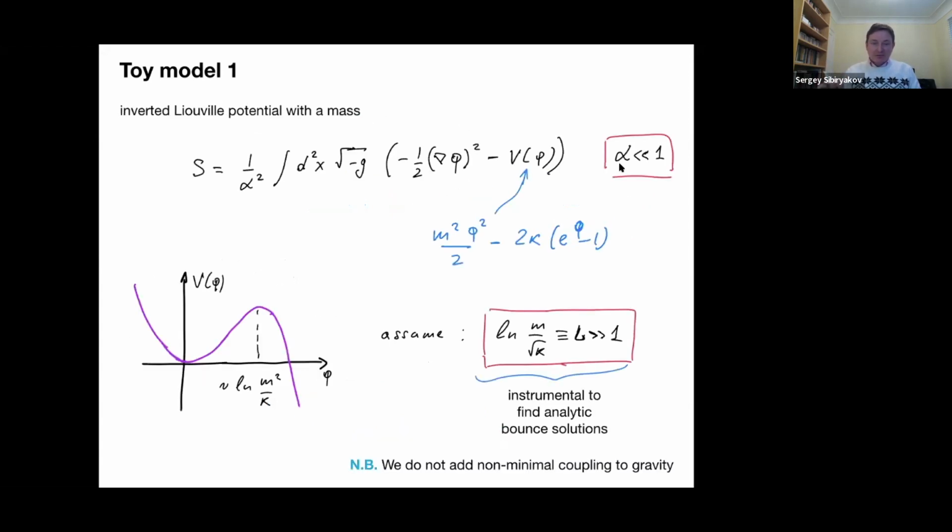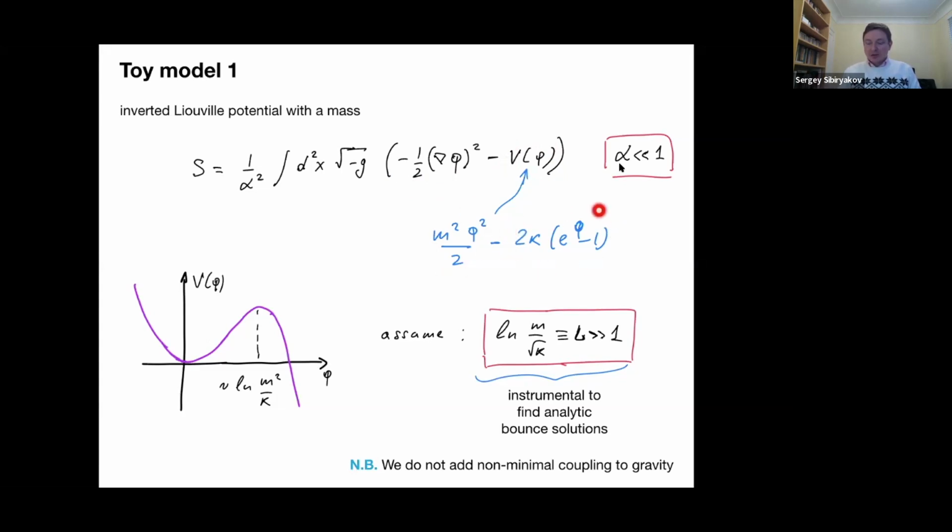For the tunneling field, we'll choose the following model. Here's the action. It has just the usual kinetic term plus a potential. So it's a very simple system. And for the potential, it's made of 2 parts: there's some mass term and a Liouville potential.